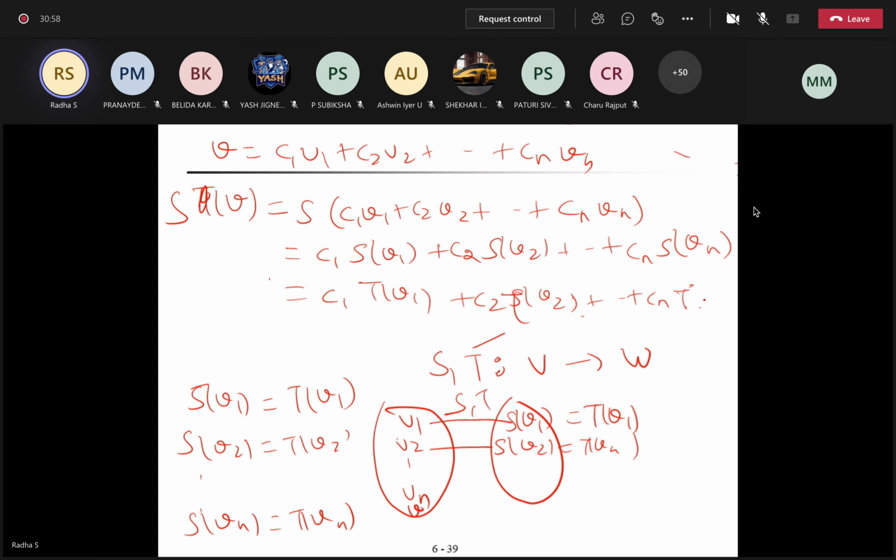Again, using the linearity property, you can take T outside. It is T of C1 V1 plus etc. plus Cn Vn. So it is T of V. So S of V and T of V are one and the same. That means the image of any element in V under both the linear transformations is the same. So this can happen only when both the linear transformations are one and the same. Otherwise it cannot happen.